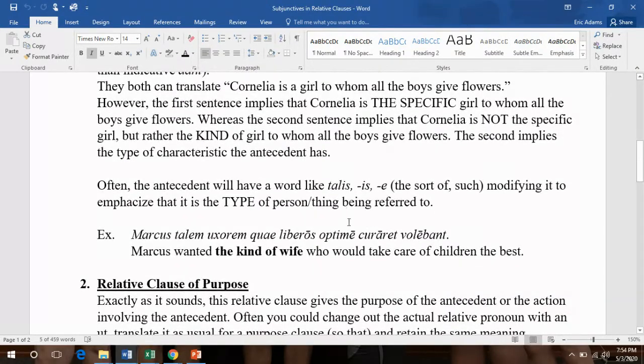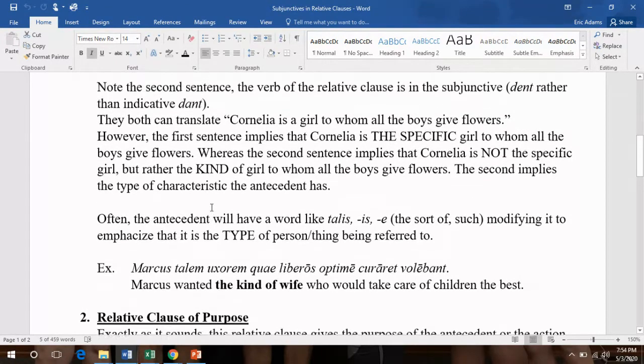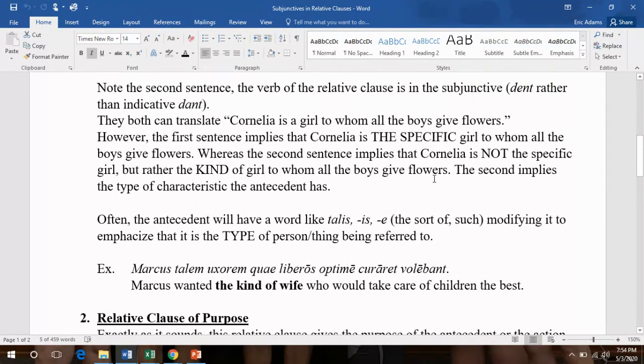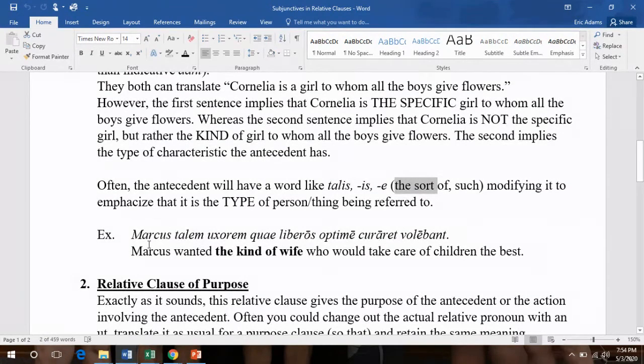Now, very often, what will happen is that the antecedent will be modified with a word like talis, talis, tale, which means the sort of or such. So here it is. Marcus was wanting. I'm always terrible with subject-verb agreement.